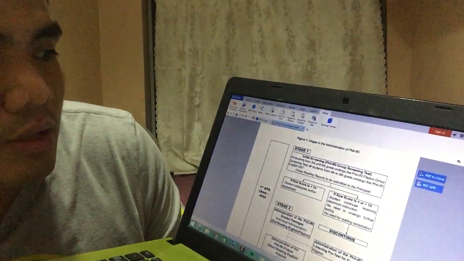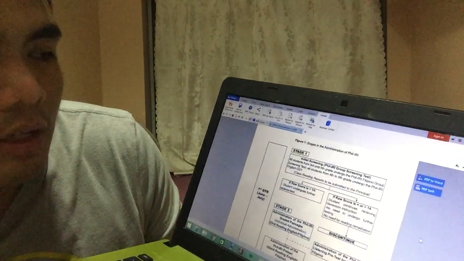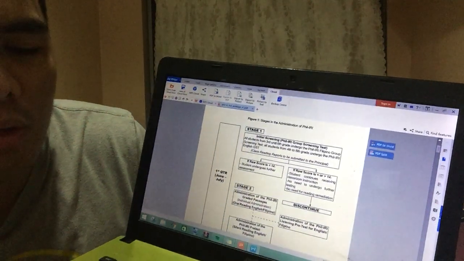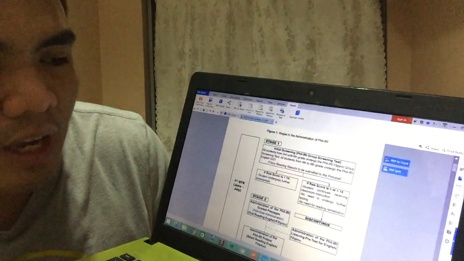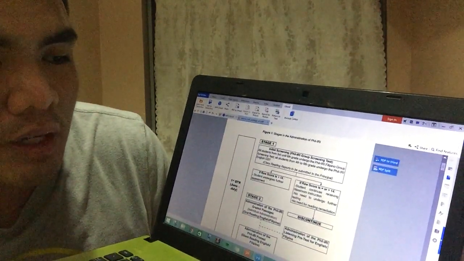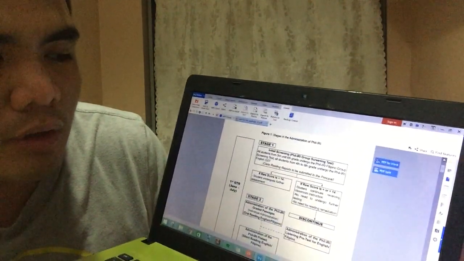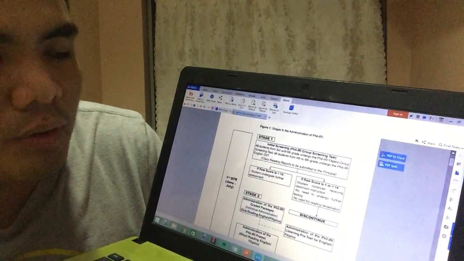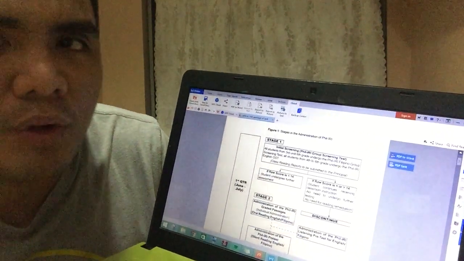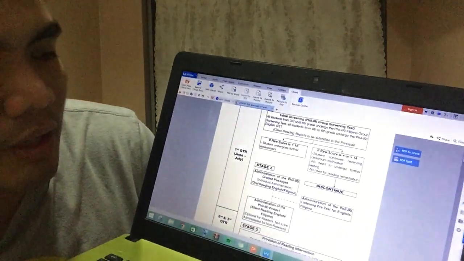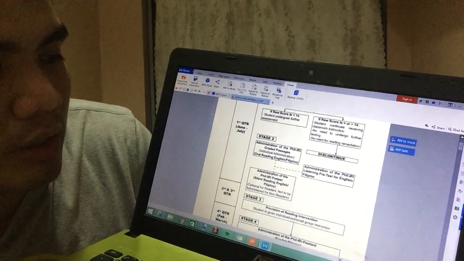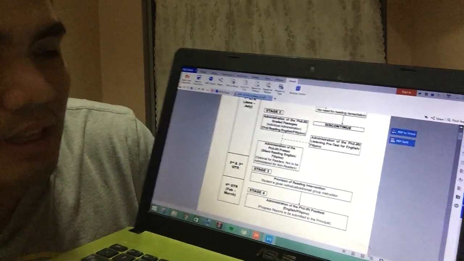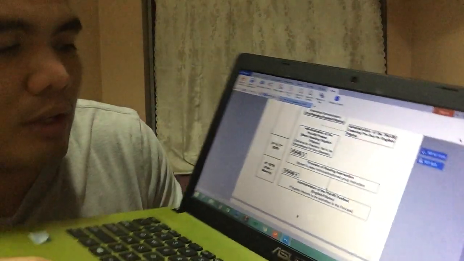We have here stage 1, initial screening. If raw score, I would like you to follow the pattern. I will also send the copy of this PHIL-IRI manual for your own reference. You have the administration of the PHIL-IRI graded passages, and of course provision of reading intervention. And the last one is the administration of the PHIL-IRI post test.